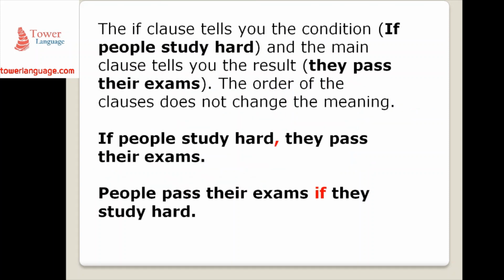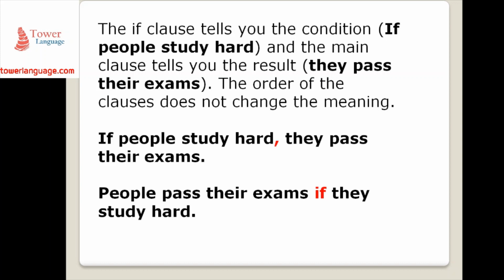The if clause tells you the condition: if people study hard, or when people study hard. And the main clause tells you the result: they pass their exams. The order of the clauses does not change the meaning of the whole sentence. For example, if people study hard, they pass their exams. Or we could also say, people pass their exams if they study hard.